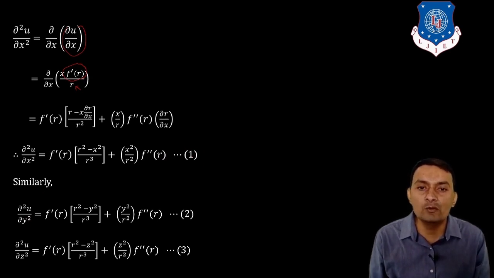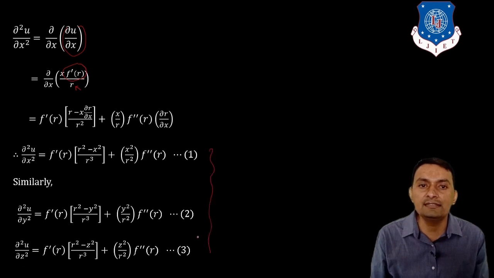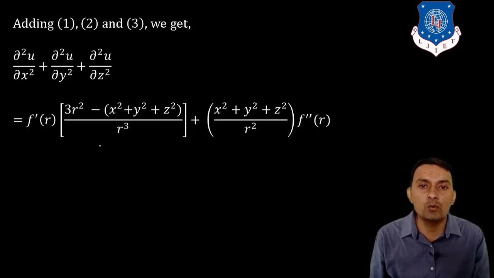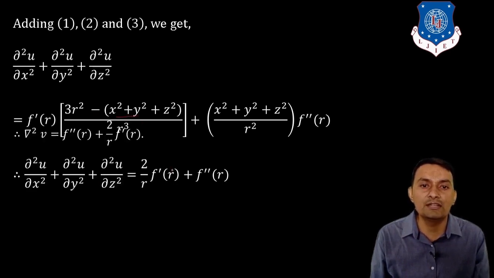Similarly, for del square u divided by del y square, only x is replaced by y, as well as for z. And when you add all these three equations, you will get this one. But we know that x square plus y square plus z square is nothing but r square. When you simplify, what you are going to get is 2 times r square divided by r cube, so f dash r into 2 divided by r. Already we have r square, so r square is eliminated, only divided by r is there. Plus, this is r square, so r square will be cancelled out, f double dash r is there.